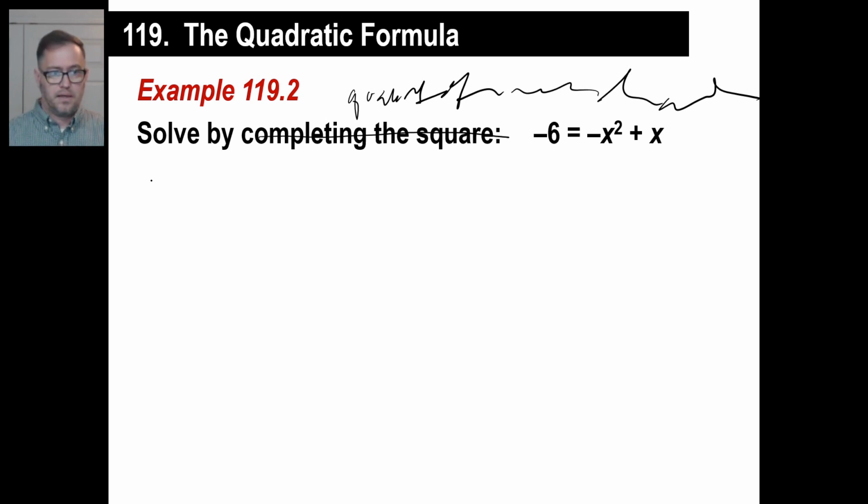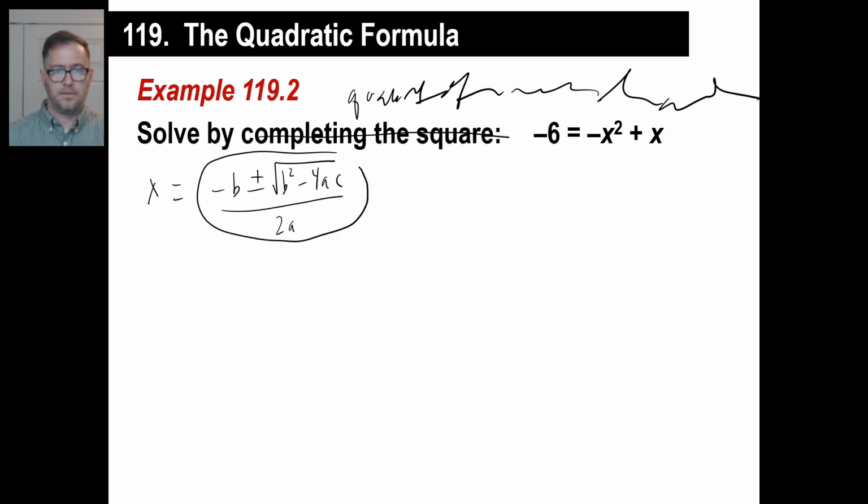Okay. X equals negative b, plus or minus, you know what? Stop singing. B squared minus 4ac all over 2a. All right, there we go. Okay.